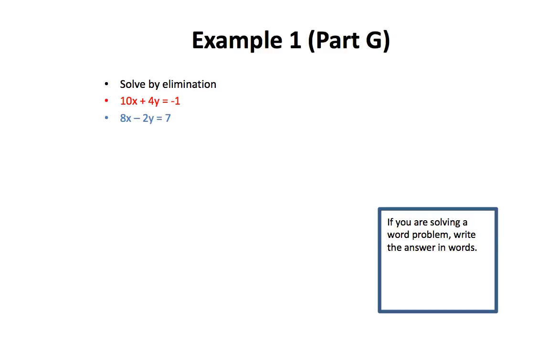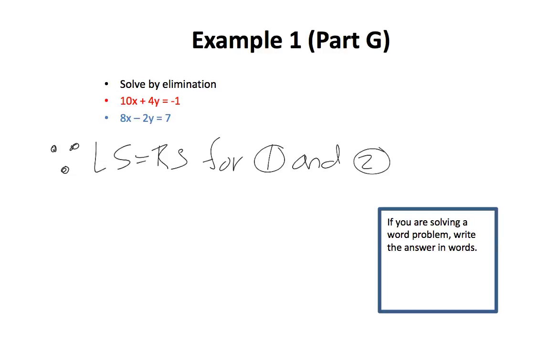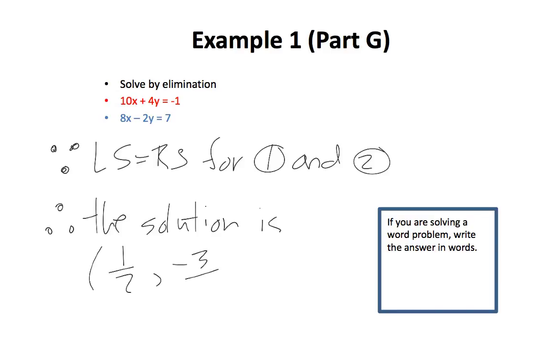If you're solving a word problem, write the answer in words. This is not a word problem, but it still needs a concluding statement. So I'm going to say, since left side was equal to right side for equation 1 and equation 2, therefore, the solution is indeed 1 over 2 and negative 3 over 2.